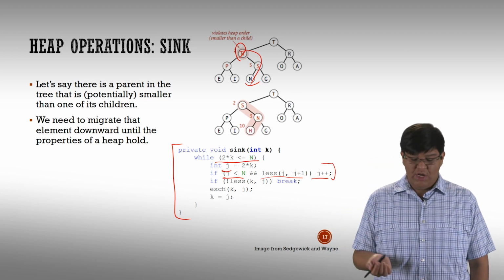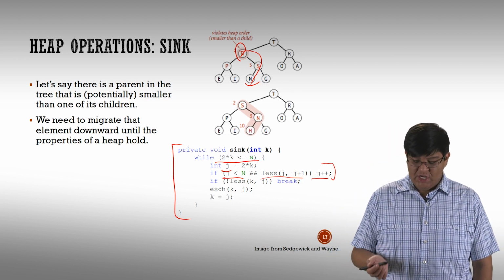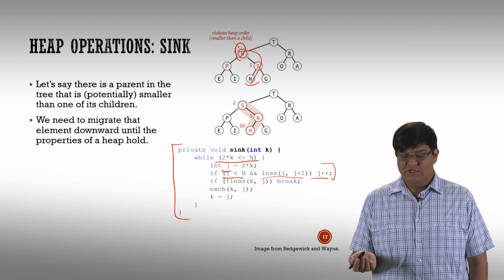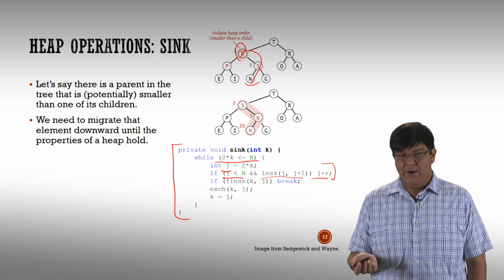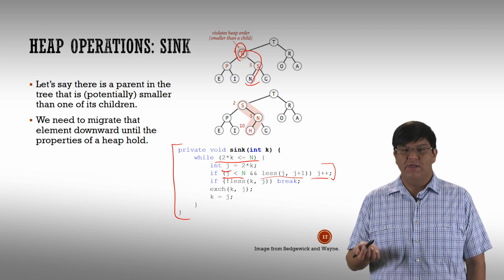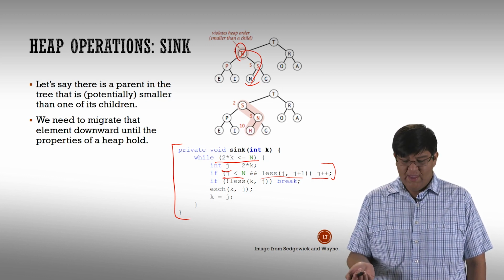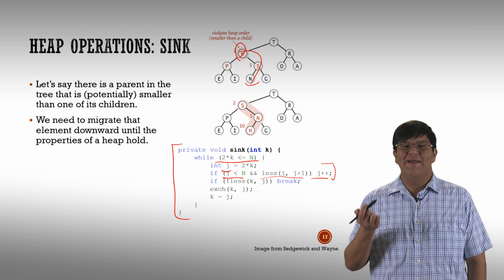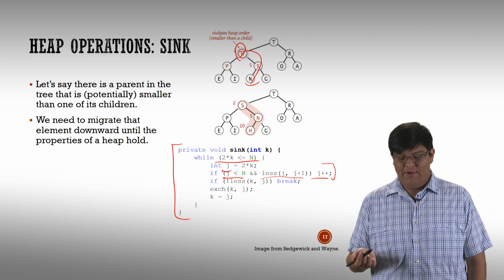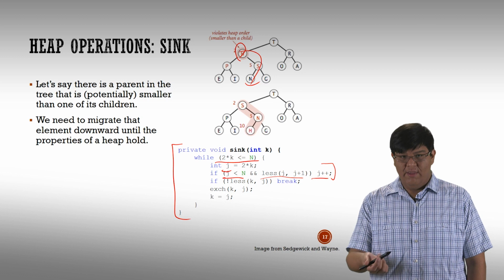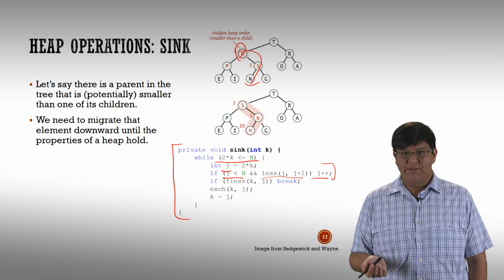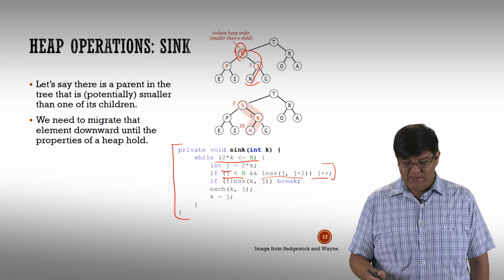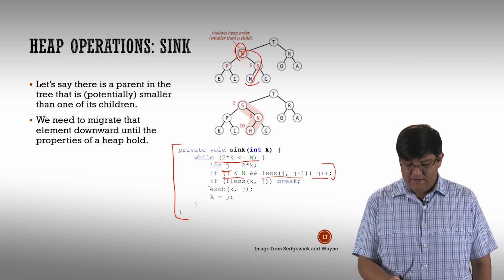So I know what my largest child is, and then I have my other stopping condition, which is, am I already in proper order? Am I greater than my children? Am I greater than the greatest child? If I'm greater than my greatest child, that means I can stop. There's two negatives here, so really it's a greater than. So not less than, greater than. If I'm greater than my greatest child, then I can stop. So that's my other stopping condition over here.